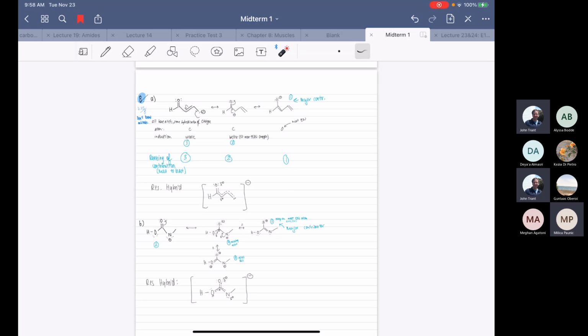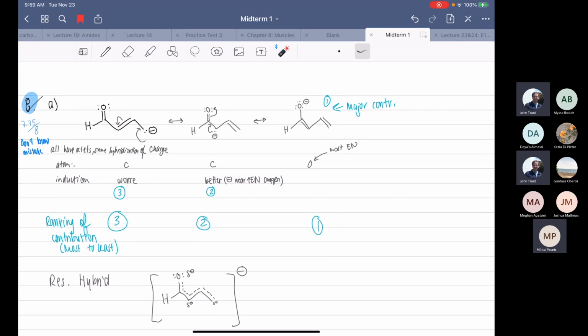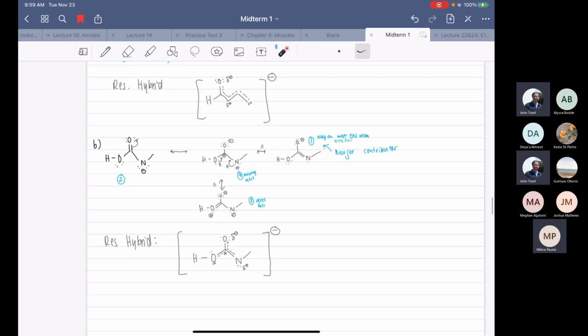Sorry, can you zoom in? Yeah, which one, A or B? Just a little bit on A first. I just can't make out everything that you've drawn. Okay, so you've justified things. You even ranked them, which wasn't necessary. You've drawn the right resonance hybrid. That's a full mark answer. Okay, can you zoom down to B? Okay.